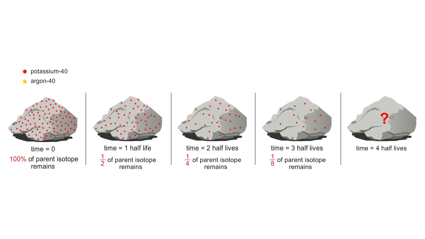Now consider this question. How much of the original parent isotope remains after 4 half-lives? Is it 0, 1/8, 1/16, or 1/32? The answer is C, 1/16. To see why, notice that 1/8 of the parent isotope remained after 3 half-lives. Half of this 1/8, or 1/16, will decay to become the daughter isotope during the 4th half-life, leaving the other 1/16 still as the parent isotope.